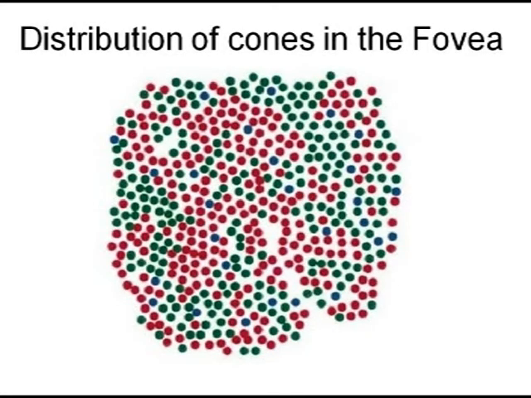The picture of the section of the fovea shows a typical spatial distribution of the sensors. Most of them are green, somewhat less of them are red, and the blue ones are a very small minority.